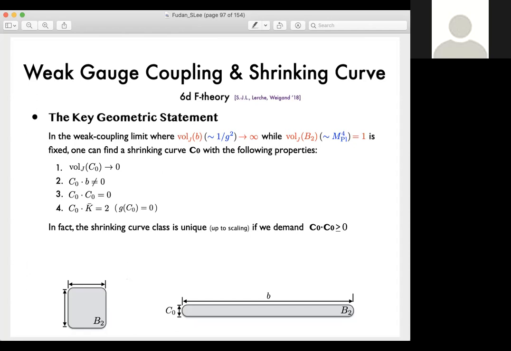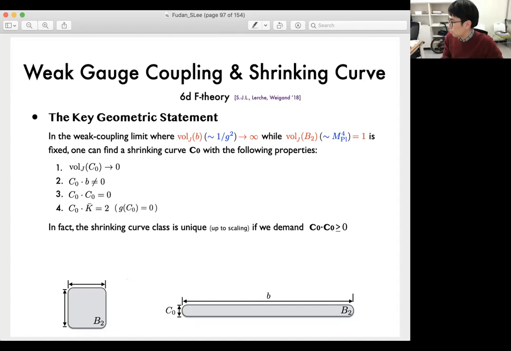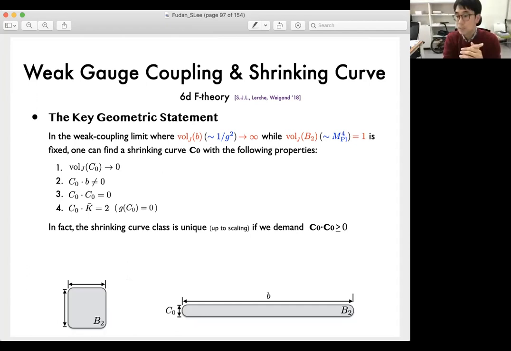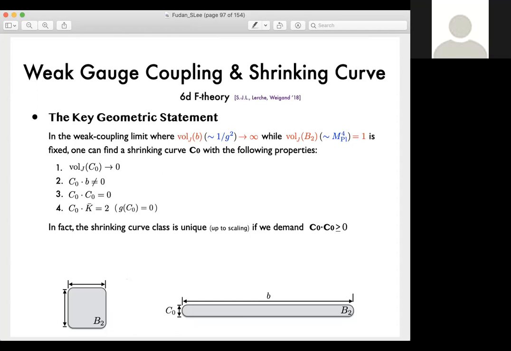Sure, so let me specify what I mean by this. You start from whatever base B2, and you impose that this geometry admits a weak coupling limit. This then imposes on the geometry that it is rationally fibered. That's why I was focusing only on rationally fibered B2s. Okay, thank you.